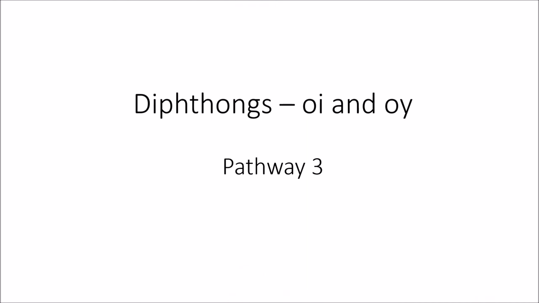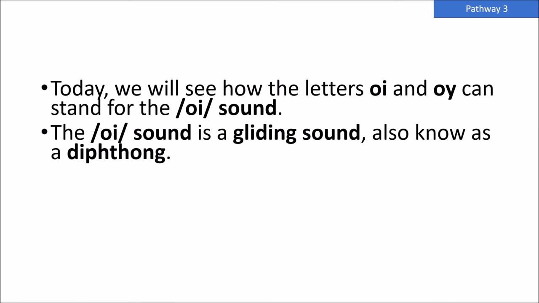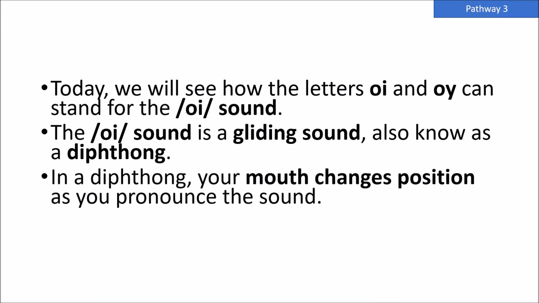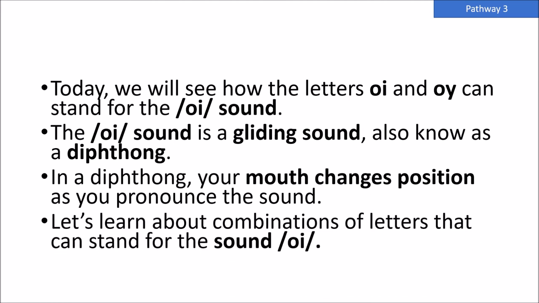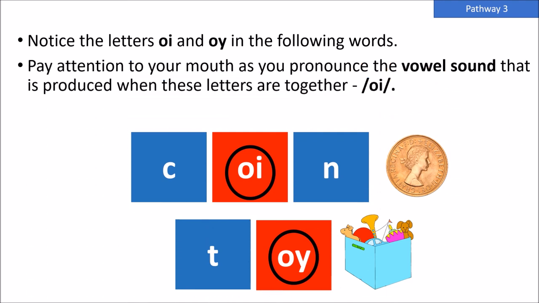Diphthongs, O-I and O-Y. Today, we will see how the letters O-I and O-Y can stand for the oi sound. The oi sound is a gliding sound, also known as a diphthong. In a diphthong, your mouth changes position as you pronounce the sound. Let's learn about combinations of letters that can stand for the sound oi. Notice the letters OI and OY in the following words. Pay attention to your mouth as you pronounce the vowel sound that is produced when these letters are together.